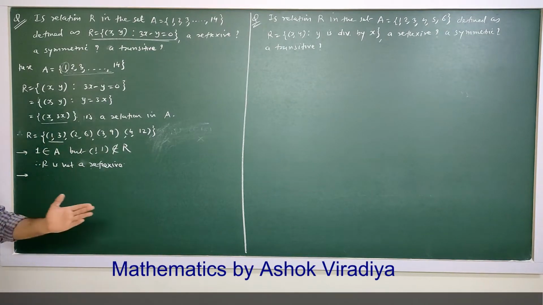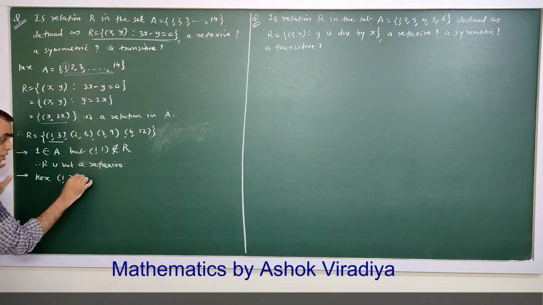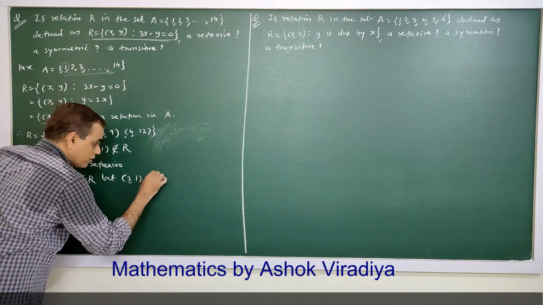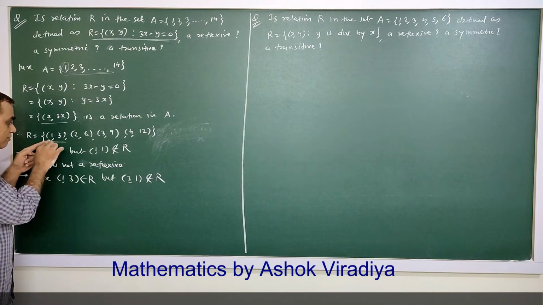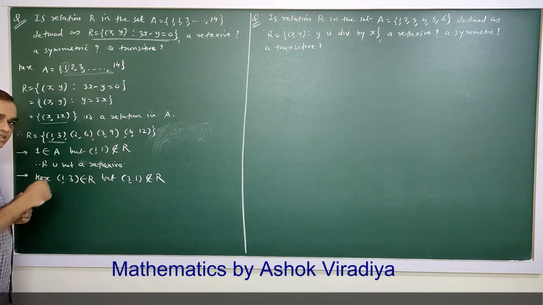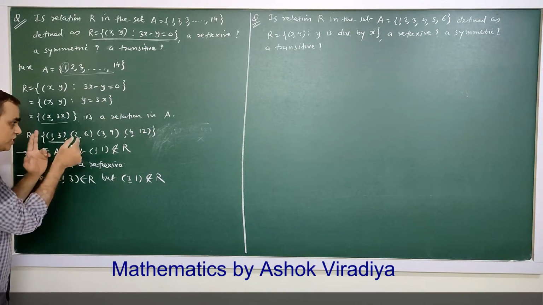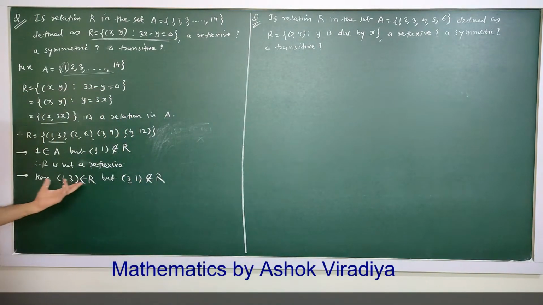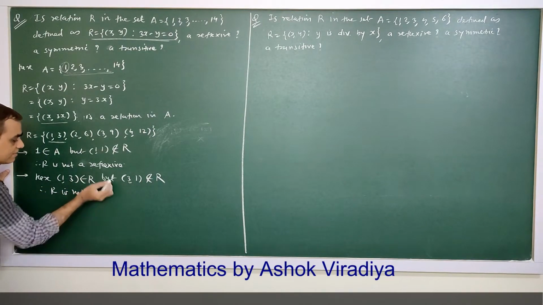So the condition is broken. Here 1 3 belongs to R, but 3 1 does not belong to R. So by checking from the first element, this is not satisfied, so no need to go ahead. If the condition is true for the first element, go for the second. Check for the second. If it is true, check for the third. Wherever the condition is broken, no need to go ahead. So here this is not satisfied, therefore R is not symmetric.